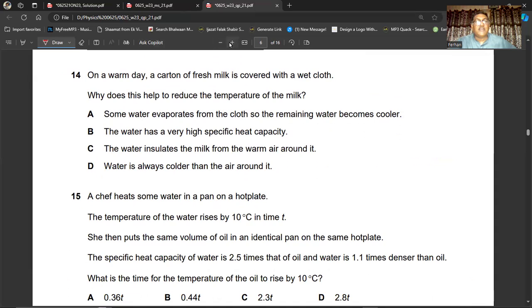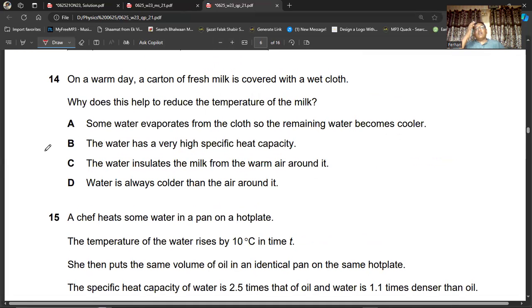Okay, question number 14 we have on our screen. He says, on a warm day, a carton of fresh milk is covered with a wet cloth. Why does this help to reduce the temperature of the milk? You see, why do we do this? When you cover some container with a wet cloth, what will happen? The water from that cloth will evaporate, and the remaining water in the cloth, its temperature will drop, because the more energetic molecules or particles of the water have gone into the air. So the remaining particles have less kinetic energy, so the average kinetic energy will drop, and the temperature of that thing will drop. So some water evaporates from the cloth, so the remaining water becomes colder.